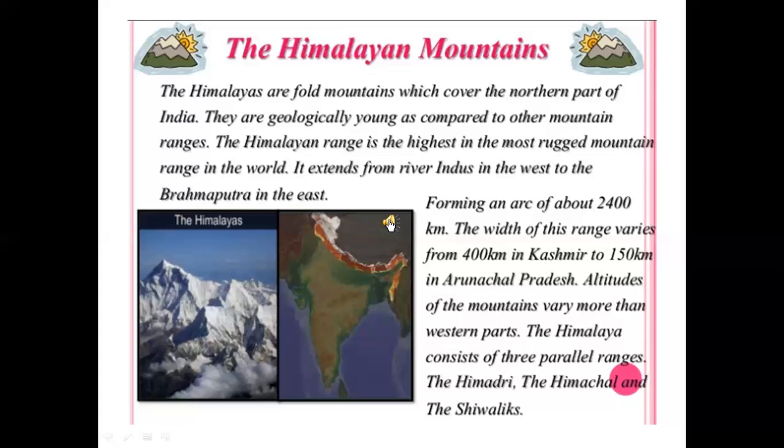The Himalaya consists of three parallel ranges in the longitudinal extent. The northernmost range is known as the Great or Inner Himalayas or the Himadri. It is the most continuous range consisting of the loftiest peaks with an average height of 6,000 meters. It contains all the prominent Himalayan peaks.